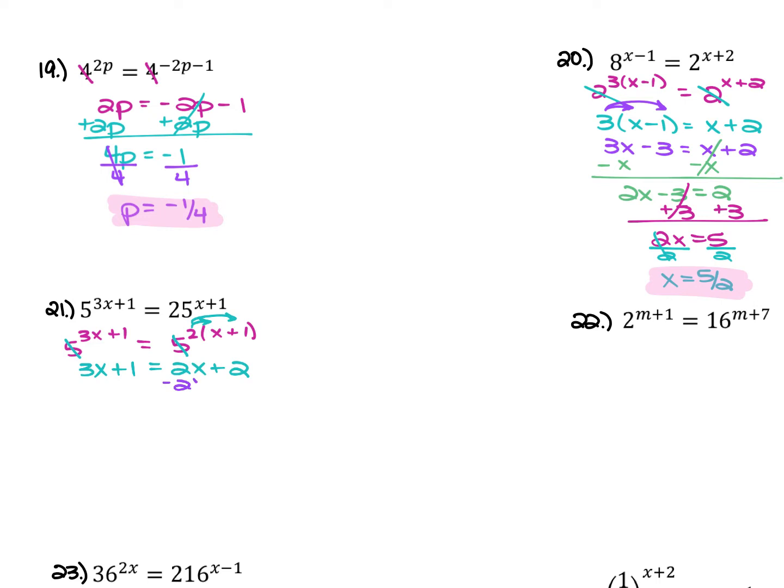Move the 2x over, subtract it from both sides. That gives you x plus 1 is equal to 2. Then move your 1 over, subtracting it from both sides. That gives you that x is equal to 1.